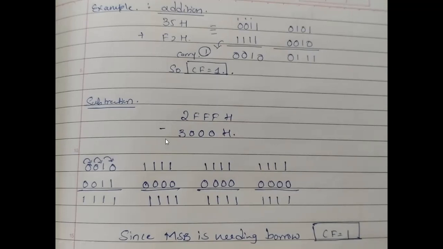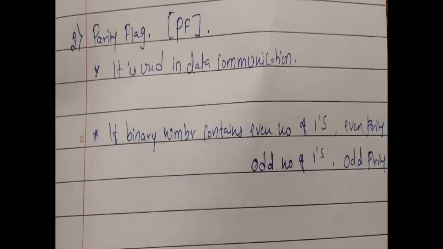Same in the case of subtraction: I'm taking two 16-bit numbers, 2FFF and 3000, and subtracting these two numbers. So during subtracting, the MSB is needing a borrow. In that condition, CF is equal to 1.